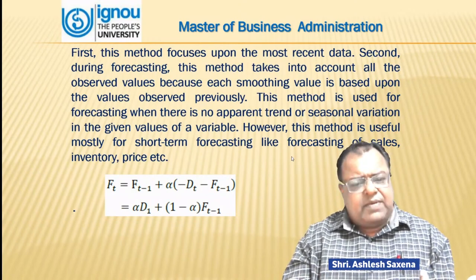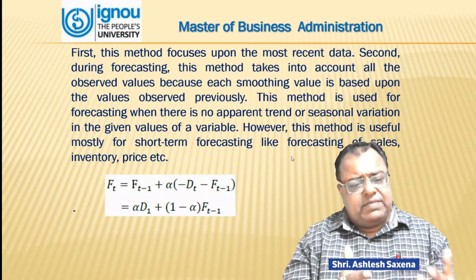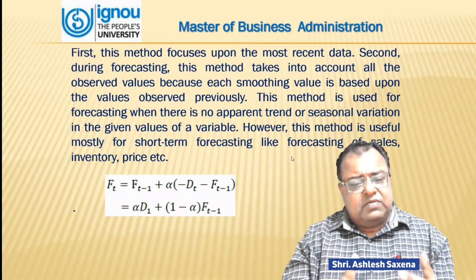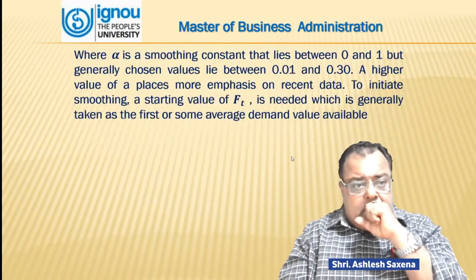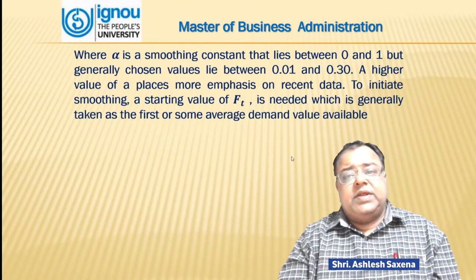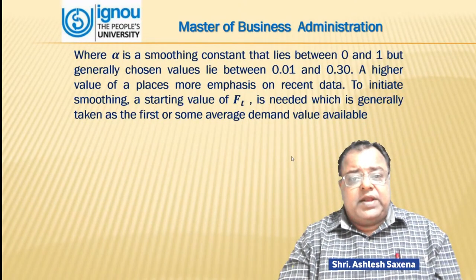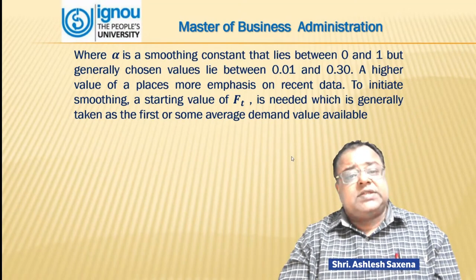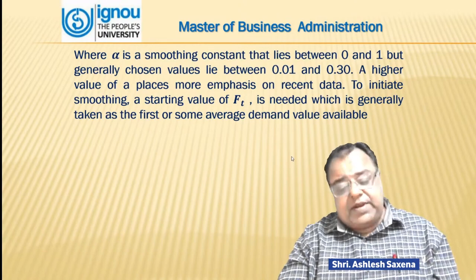So we can develop a formula like this: Ft equals Ft minus 1 plus alpha times (dt minus Ft minus 1). When we simplify it, we get alpha dt plus (1 minus alpha) times Ft minus 1, where alpha is the smoothing constant that lies between 0 and 1, but generally the chosen value lies between 0.01 and 0.30. A higher value of alpha places more emphasis on recent data. To initiate smoothing, a starting value Ft is needed, which is generally taken as the first or some average demand value available.